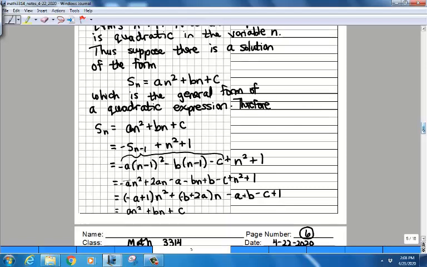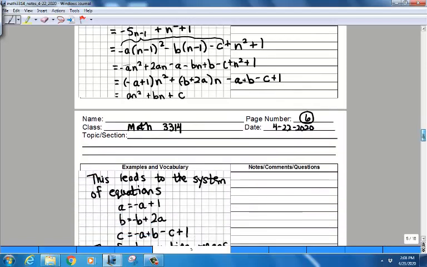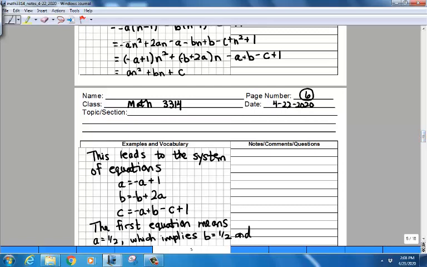So what you get now are three equations. They're pretty easy to see. If you have n squared here and n squared here, that means minus a plus 1 has to be the same as a. So I wrote that down as an equation: minus a plus 1 is a. What about minus b plus 2a? That has to be b. So minus b plus 2a has to be b. And then finally, all of this has to be equal to c. So we get c equal to minus a plus b minus c plus 1.